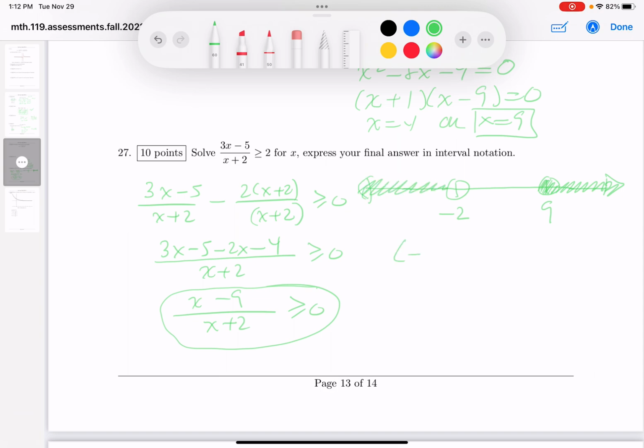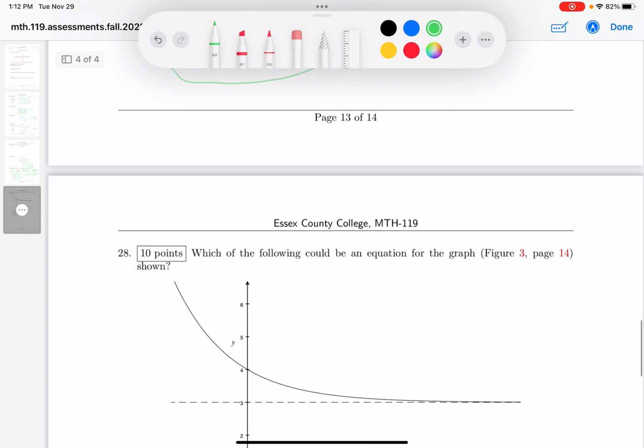What do we get over here? Minus infinity up to -2. Don't touch it. Union 9 off to the infinity. All right, put a box in that. All right, let me go to the last question here.